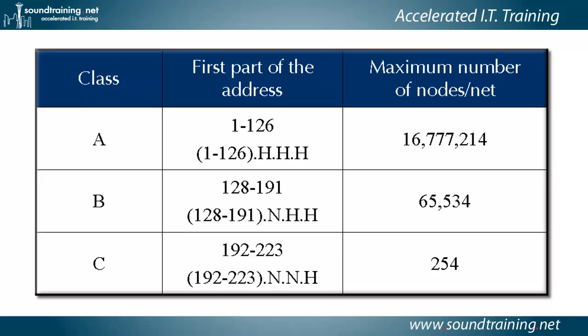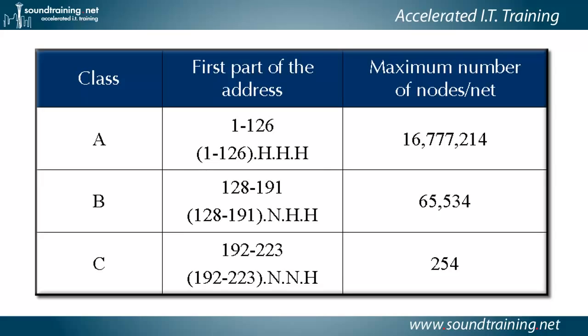Next, we'll take a look at a class B, which was used for medium-sized networks. In this case, it supports 65,500 hosts, approximately. We use the first 2 octets for the network portion, the last 2 for the host. That first octet has to fall within the range of 128 to 191. That identifies it as a class B. And then for a class C, the first octet has to fall within the range of 192 to 223 inclusive, and we use the first 3 octets for the network portion and the last 1 octet, the 4th octet, for the host portion.